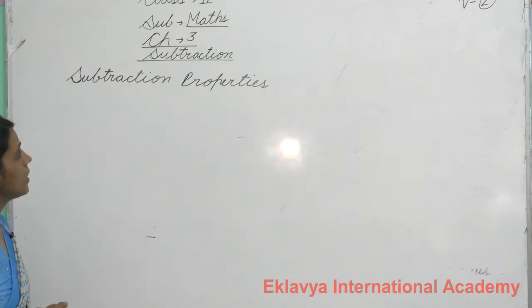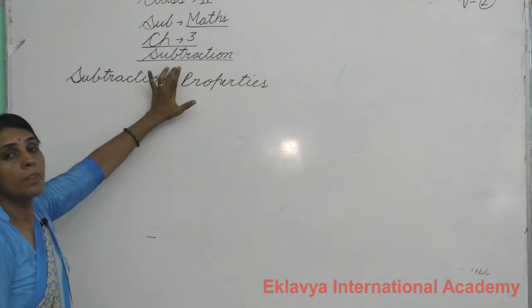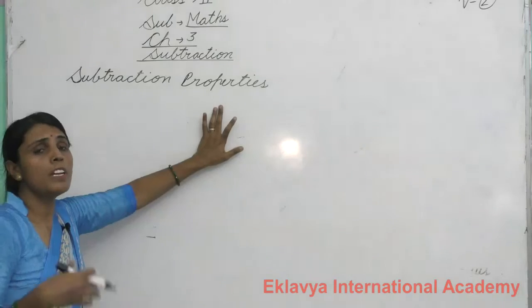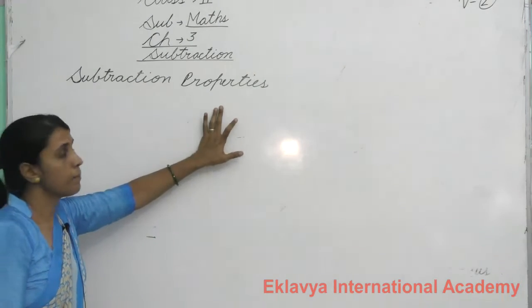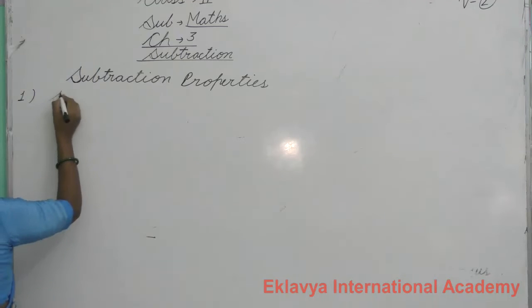Today we are going to start chapter 3, subtraction properties. We will revise all types of property. First, subtracting 0.